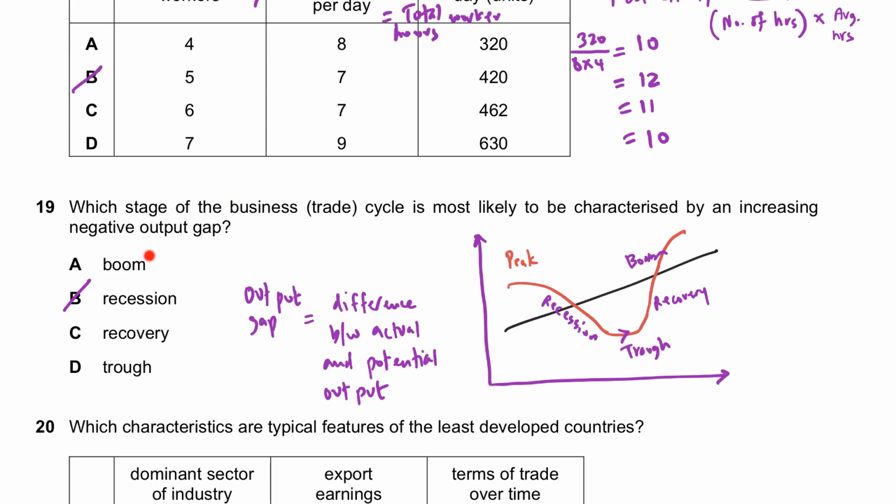So in terms of negative output gap, where the output is actually falling, you are probably going to see this in recession. In recovery, things start to go towards full employment. At peak, we are at full employment, and trough is probably where the gap is the maximum. But they're saying increasing negative output gap is basically in recession. The maximum negative output gap would probably be at trough.